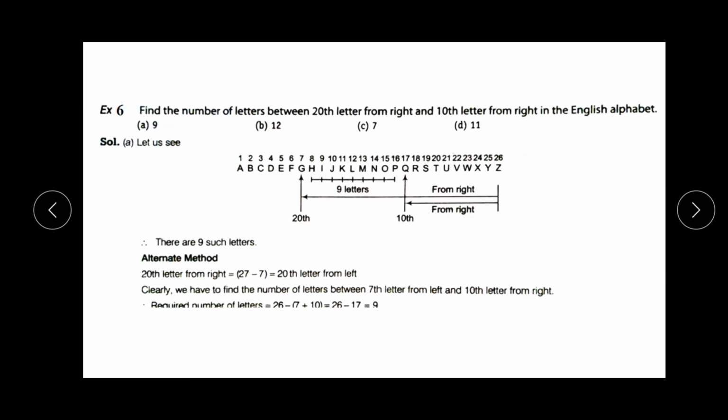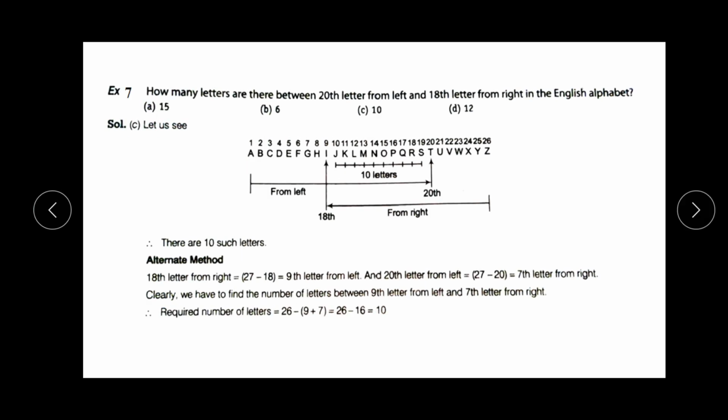The next, find the number of letters between the 20th letter from the right and the 10th letter from the right in the English alphabet. In the previous question we found from the left side, and this is from the right side. That is also the same type. There are also two ways. You can say 20 minus 10 minus 1 is equal to 9. And one more way: this is the 10th position from the right, and this is the 20th position from the right. It means this is the 7th position from the left side. So you can add this position and this position, 7 plus 10, that will be 17, and 26 minus 17 is equal to 9. Here also there are two ways.